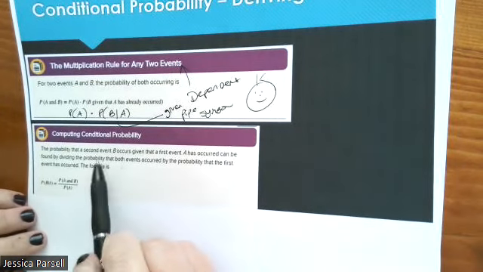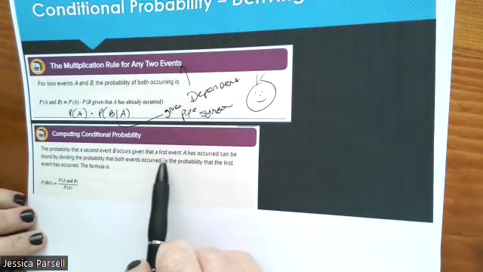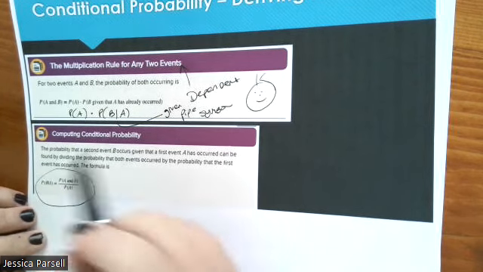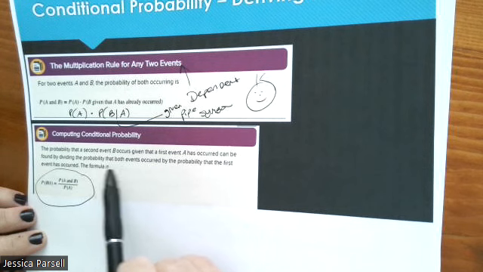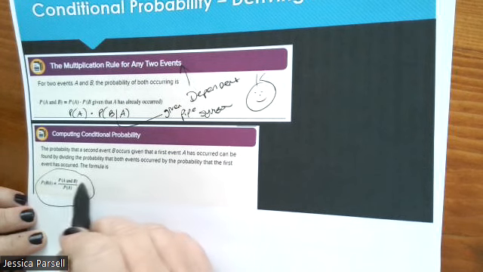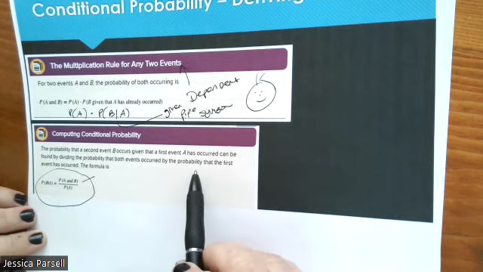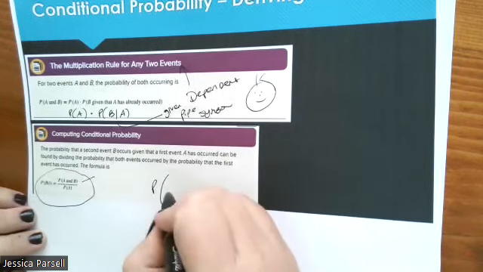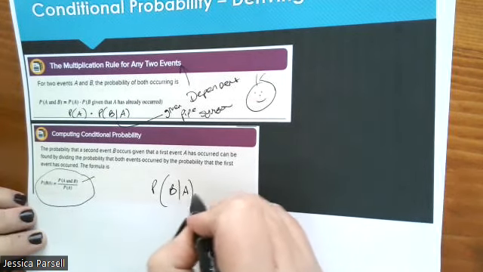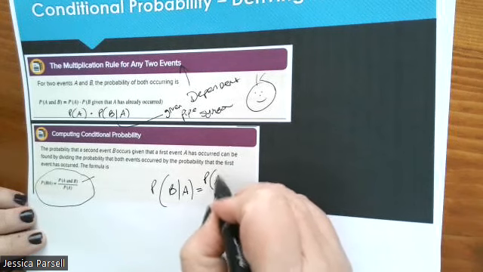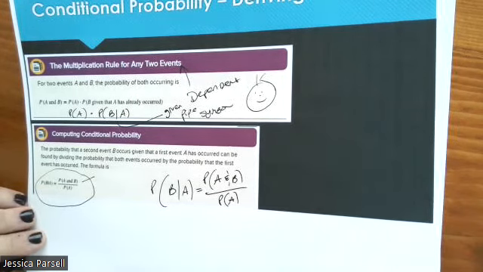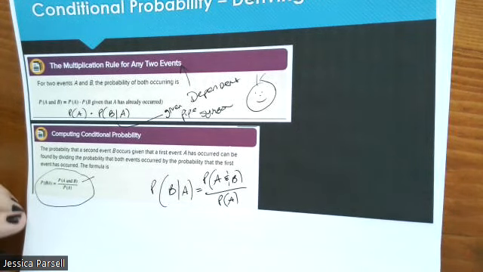The probability that a second event B occurs, given that the first event A has already occurred, can be found by this little trusty formula here. We're going to divide the probability that both events occurred right here by the probability that the first event has already occurred. So this is the formula that we're going to use. I'm going to write this out. So the probability of B given A is the same as the probability of A and B divided by the probability of A. So we're going to use that moving forward.